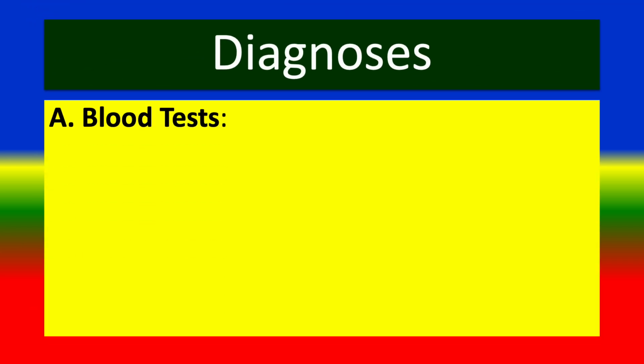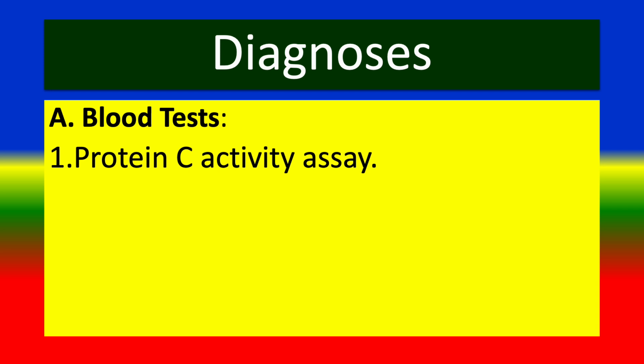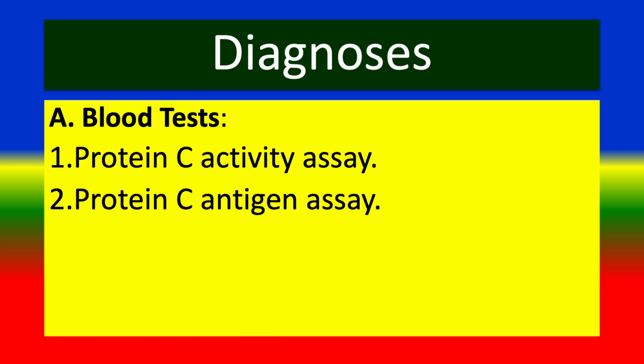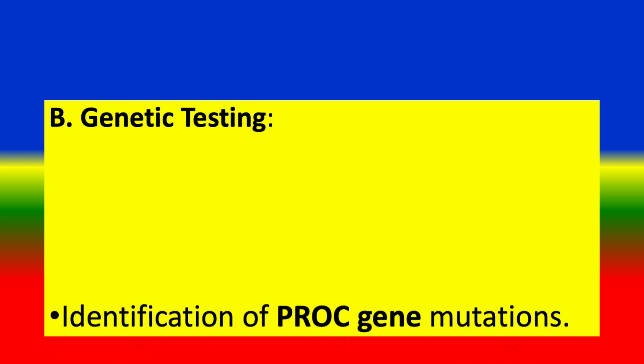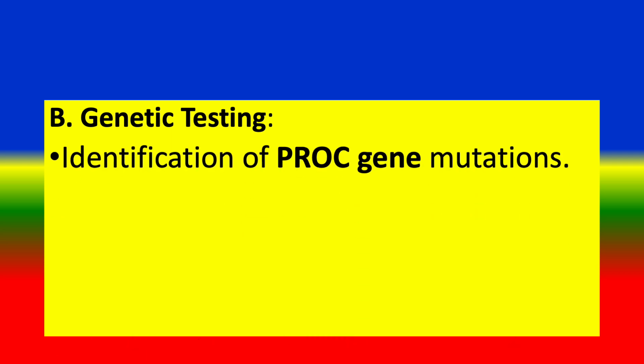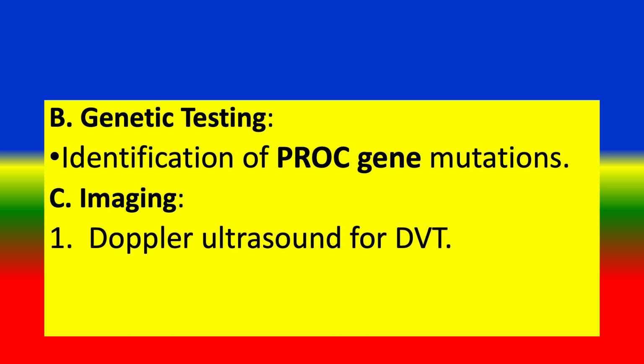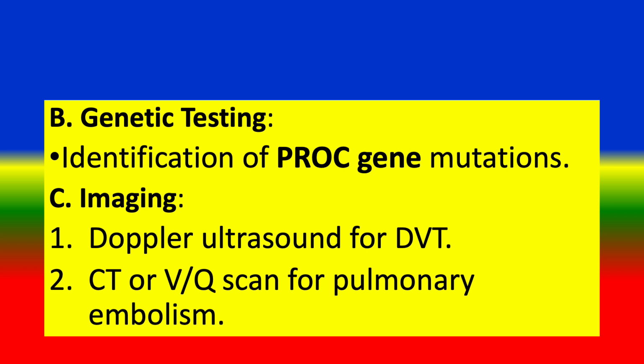Diagnosis. A. Blood test. 1. Protein C activity assay. 2. Protein C antigen assay. 3. Coagulation panel, PT, APTT. B. Genetic testing, identification of PROC gene mutations. C. Imaging. 1. Doppler ultrasound for DVT. 2. CT or V/Q scan for pulmonary embolism.